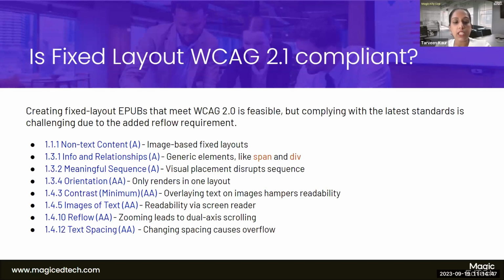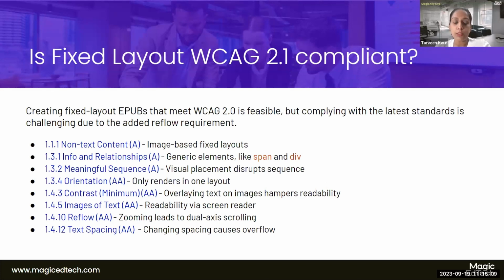The second one is info and relationships, 1.3.1. The reason we say that it can't be fully achieved is that everything is done through span and div. You don't have direct access to fully accessible tables. That's why it only partially meets the criterion, based on your content type.